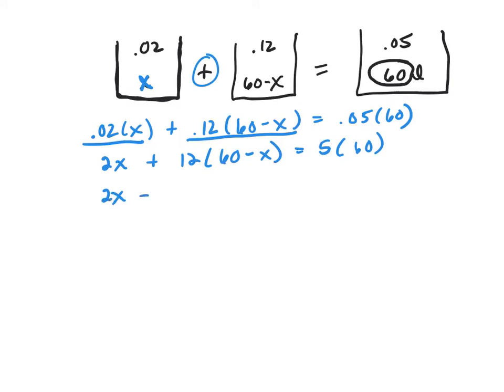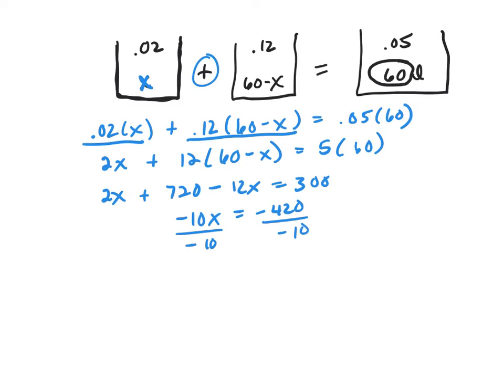So it's 2x plus 720 minus 12x equals 300. And that's a negative 10x equals a negative 420. And then if I divide both sides by negative 10, those cancel, x equals 42. So I want 42 liters of the 2%.